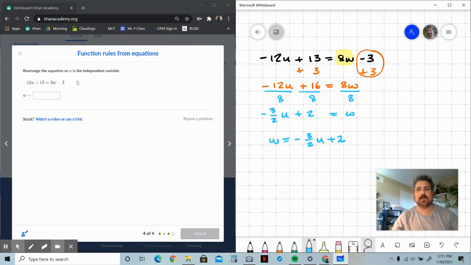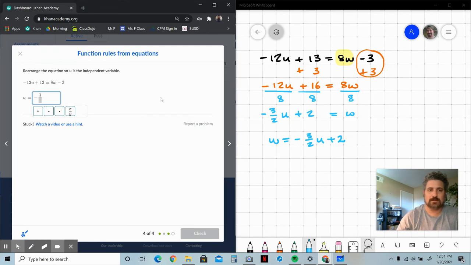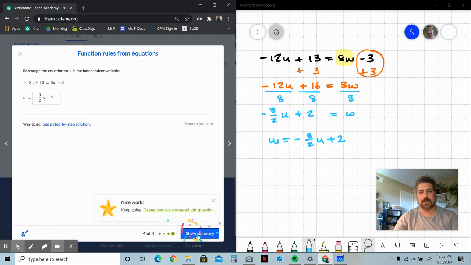Let's put that in, and let's see if we get the right answer. That's minus, and then the quantity of 3 over 2 times the input of u, the independent variable u, and then plus 2. That should give you the correct answer. And that's how you guys do it, right? So when you're solving for a particular variable, that thing you're solving for is called the dependent variable, and the thing that is written in terms of is the independent variable.